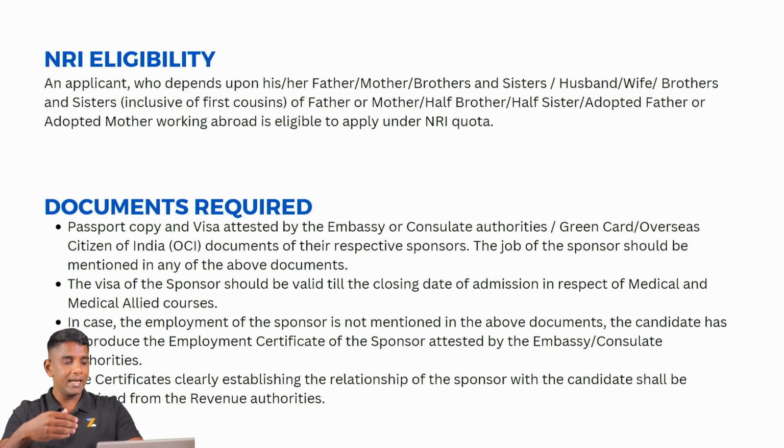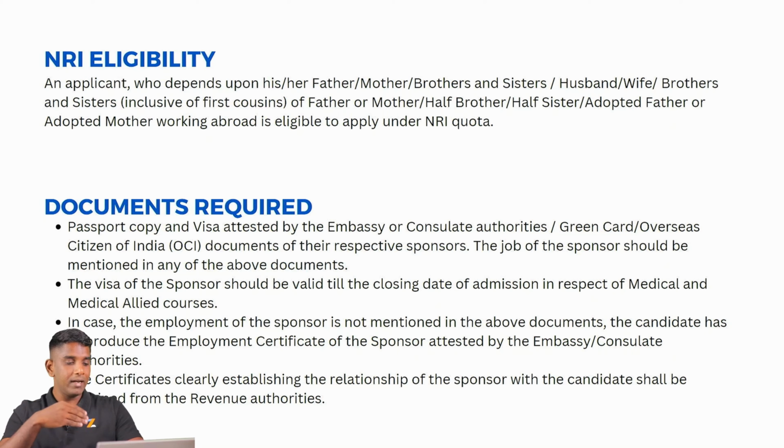The third point is, in case the employment of the sponsor is not mentioned in the above documents, the candidate should produce an employment certificate of the sponsor attested by the embassy or consulate. So the sponsor has to go to the embassy or consulate, get an employment certificate, and produce it to be eligible for the NRI quota.